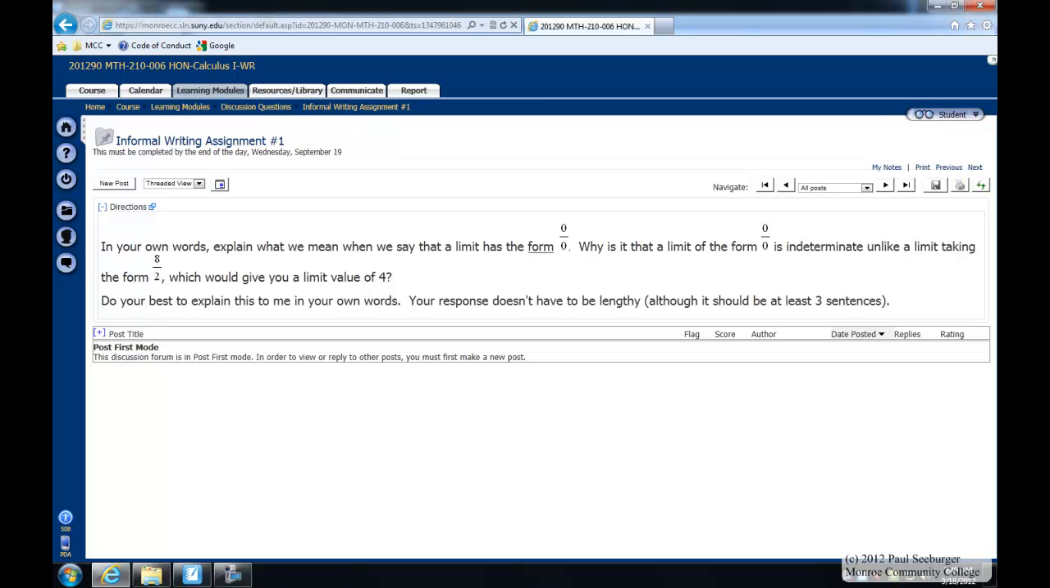Your response does not have to be lengthy, although it should be at least 3 sentences, and should be clear. This is informal writing, so it's not being graded necessarily on spelling and grammar, but I will want to be able to understand it and be able to read it clearly. And it should show clear understanding of the concepts. 5 points if you cover it well, you answer the question and you answer it clearly. A little bit less if you aren't quite as clear. And it'd be 0 if you don't really answer or address the question at all.